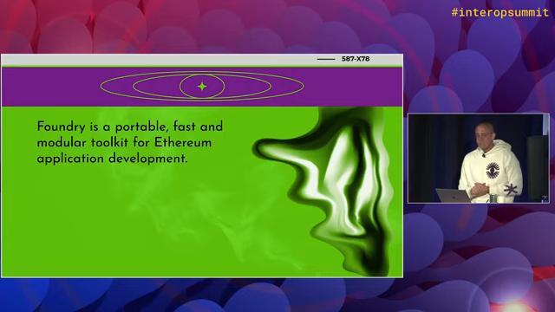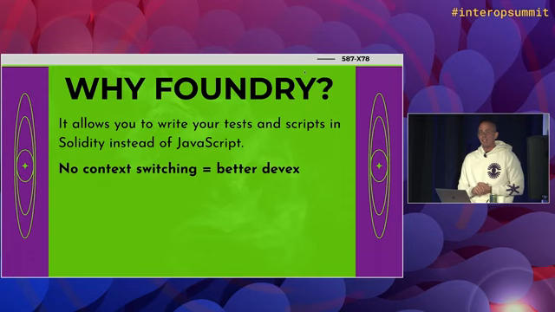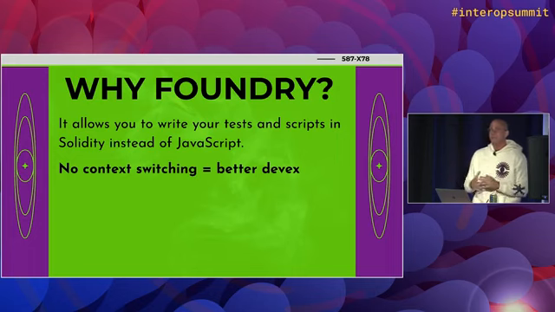So Foundry is a portable, fast, and modular toolkit for Ethereum application development. That's kind of their overview of it. But more specifically, we're going to talk about why people would use Foundry over something else. And one of the main value propositions of Foundry is that everything is Solidity. That's kind of the main difference, I think, if you wanted to really boil it down and distill the difference between Foundry versus Hard Hat or some of the other tools that are out there.